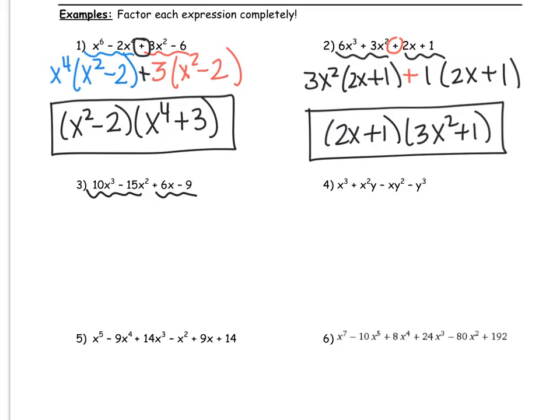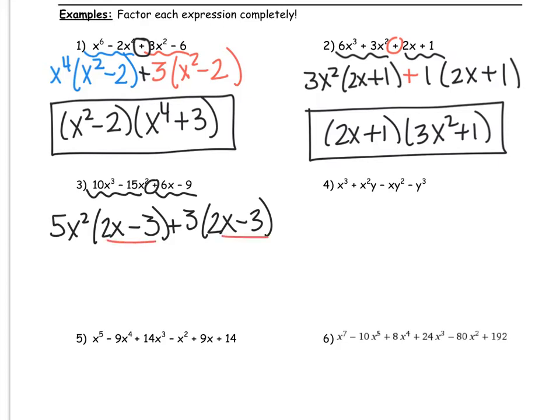Why don't you take a minute and see if you can factor this? Pause the video and then resume when you've finished. Okay, here's your answer. You should have taken out a GCF of 5x squared and you were left with 2x minus 3. Bring down this plus sign and you are taking out a GCF of 3, and you should have been left with 2x minus 3. Now these two were the same, so they get their own parentheses. And 5x squared plus 3 is the last part. Okay, that's it.